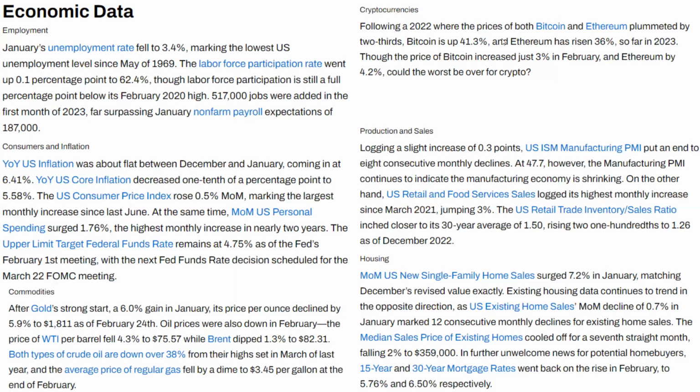In further unwelcome news for potential homebuyers, 15-year and 30-year mortgage rates went back on the rise in February to 5.76 and 6.5% respectively.